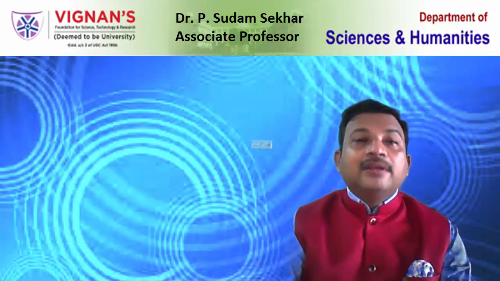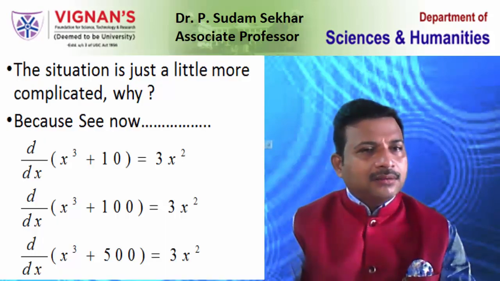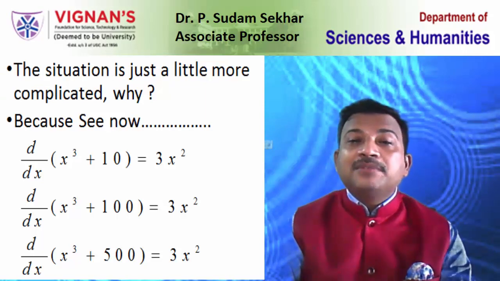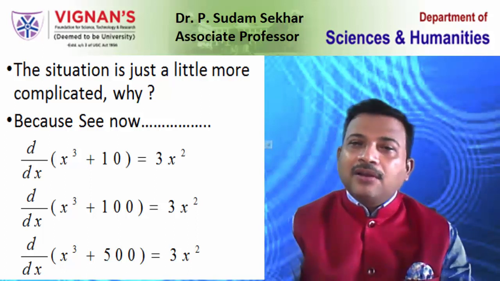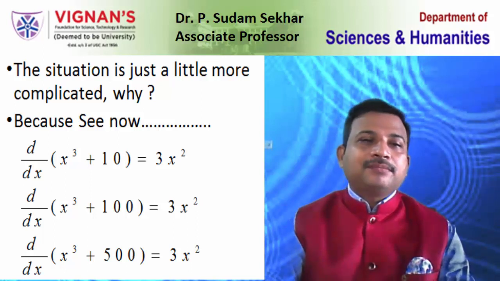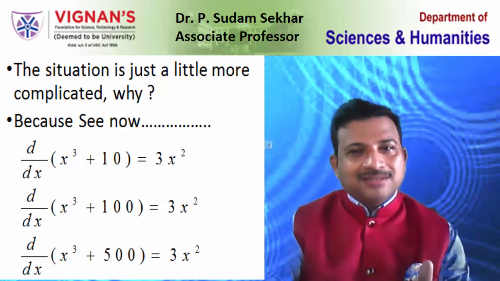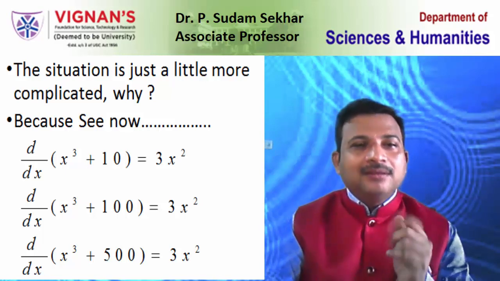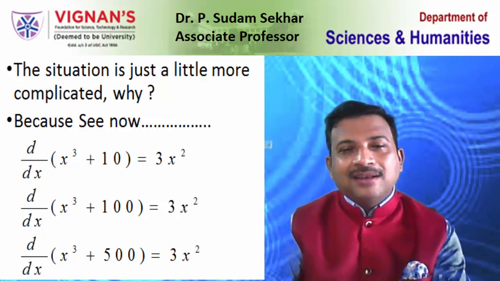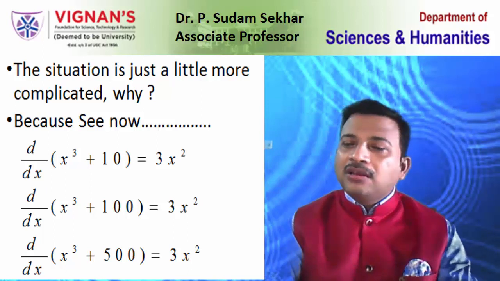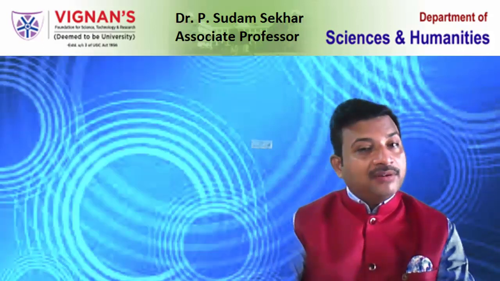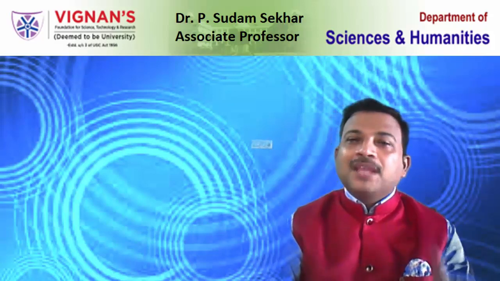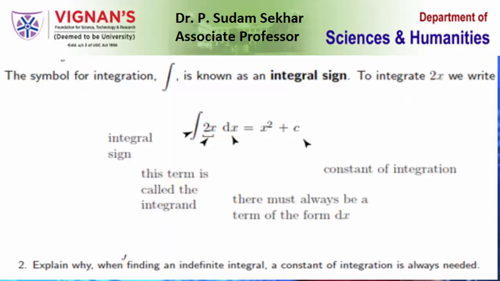Clear? Now see, the situation is a little more complicated. Why? Because all these functions have the same derivative, since when you differentiate the constant term, we obtain 0. Consequently, when you reverse the process, we have no idea what the original constant term might have been. So we include in our answer an unknown constant c. C may be 100, c may be 10, c may be 500, but the property of c is that it is a constant, and the derivative of a constant is always 0. That is why we add c and call it the constant of integration.